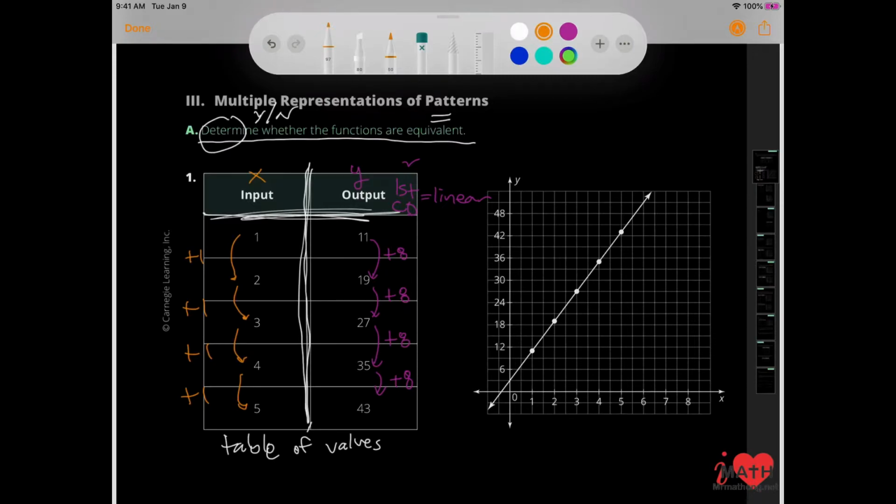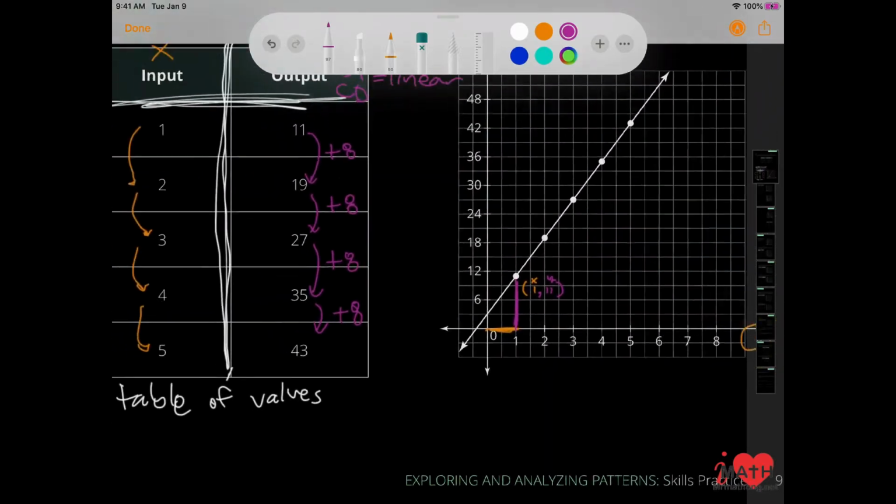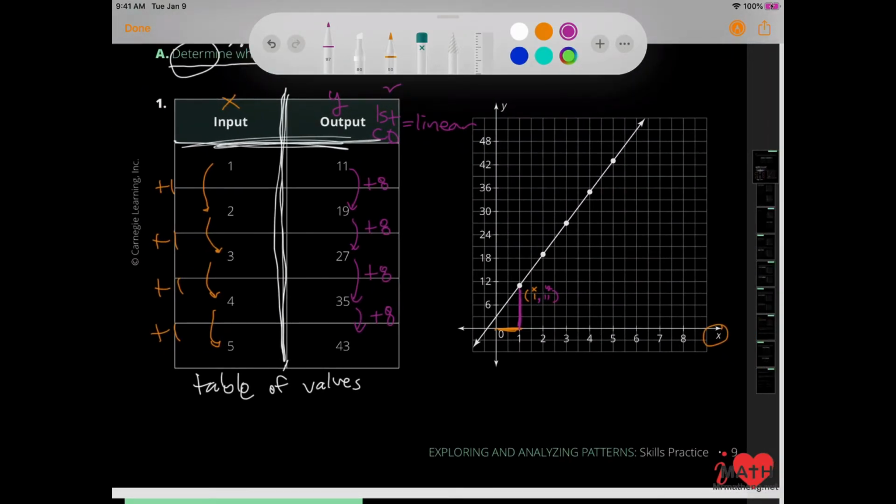So let's see if this is the same as our graph here on the right hand side. Now you'll notice the x-axis here in orange. If I graph that first ordered pair, 1, 11, I'm going positive 1 on the x, and then 11 on the output, the y-axis. So my ordered pair is 1, 11. Right 1, up 11: 1 on the x number line, and 11 on the y number line.